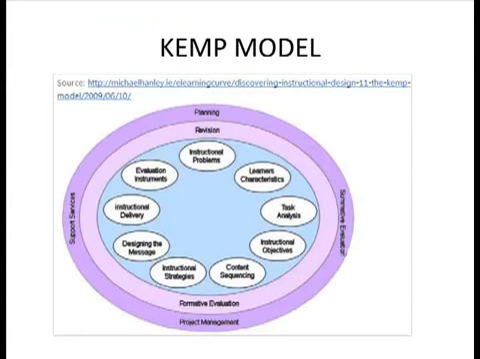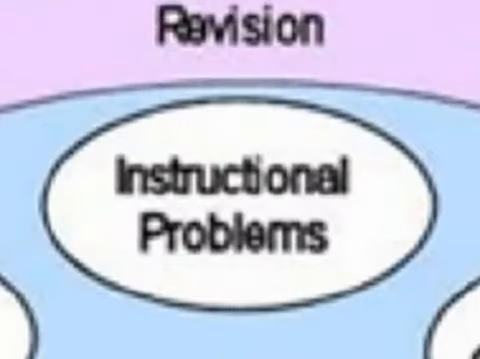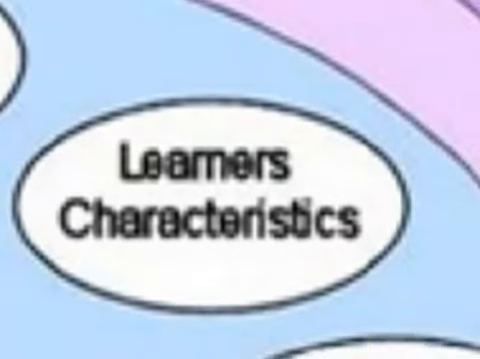The 9 key steps to the Kemp model of instructional design are: 1. Instructional problem. In this step, an instructional problem is identified and goals are specified for designing an instructional program. 2. Learner characteristics. In this step of the model, learner characteristics that should receive attention during planning are identified. 3. Task analysis. In this step of the model, the subject content is identified and task components related to stated goals and purposes are analyzed.